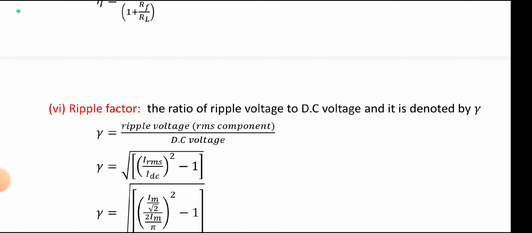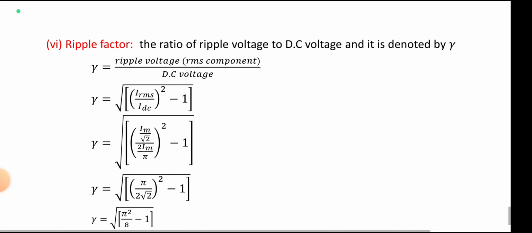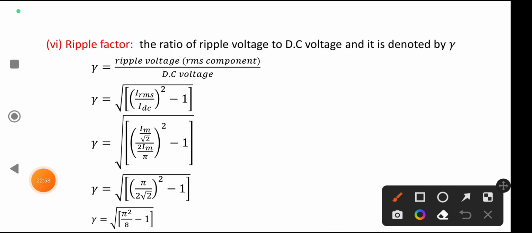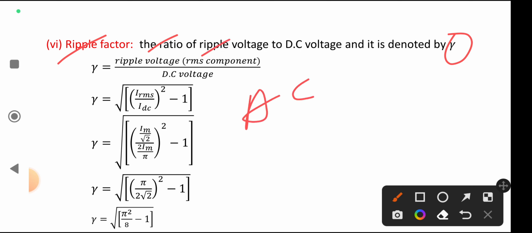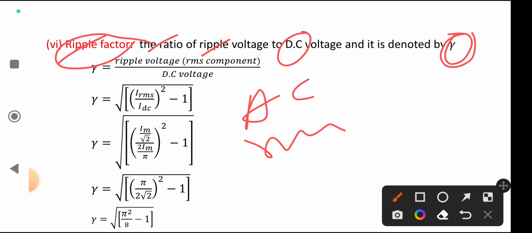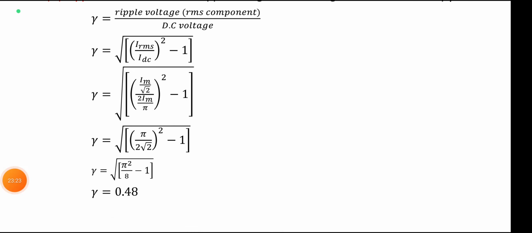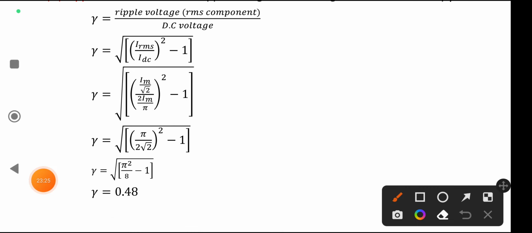And next is what? Ripple factor. What is the ripple factor? What does it explain to us? The ripple factor is the ratio of ripple voltage to DC voltage, and it is denoted by gamma. What is the ripple voltage? It means AC voltage or RMS voltage. RMS voltage to DC voltage is called the ripple factor, and it is denoted by gamma. Their ratio is gamma. And by simplifying, finally we get this one.